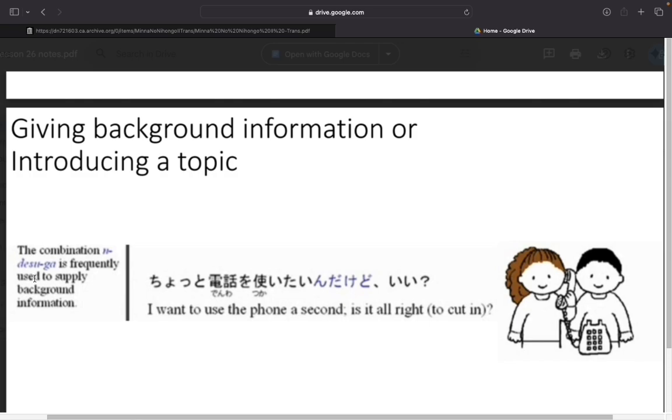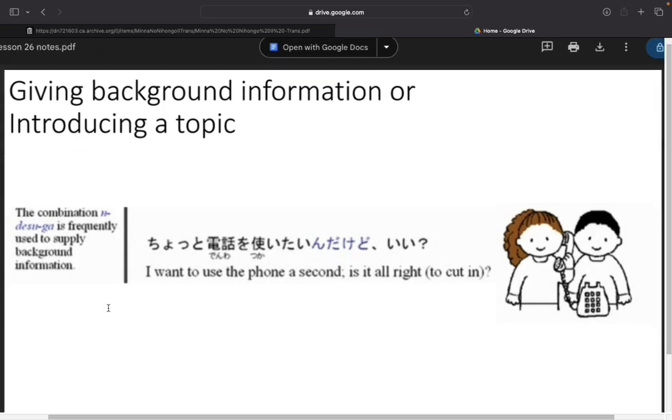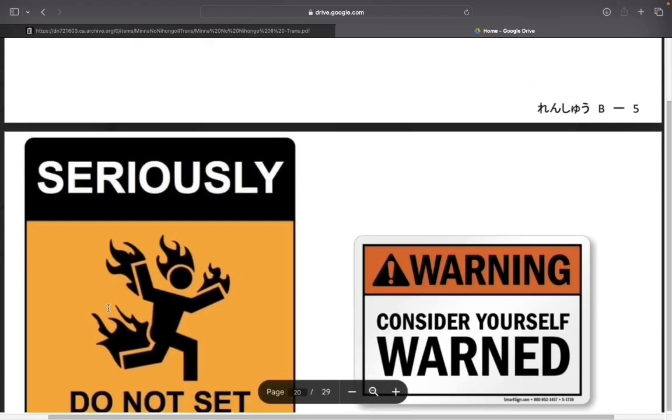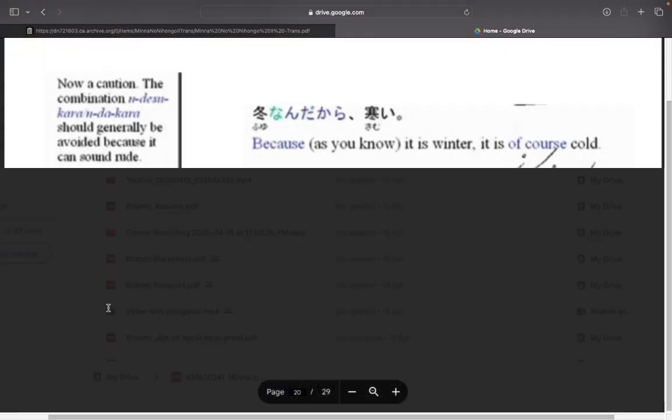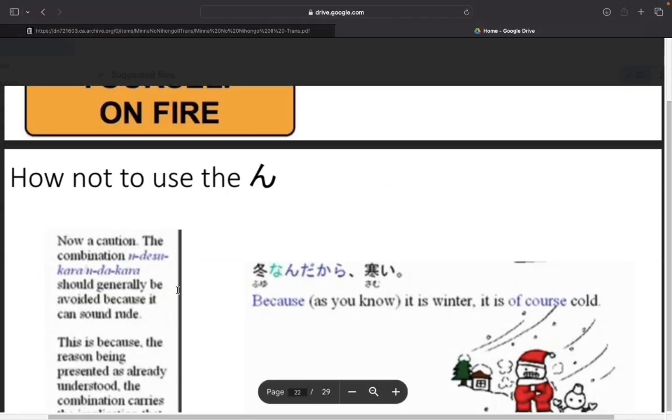The combination んです is frequently used to supply background information, like for example, ちょっと電話を使いたいんだけど, I want to use the phone for a bit, is that okay? Here's what's happening. First you give background, then you make your request. Okay, so this sounds much more natural and polite in Japanese.